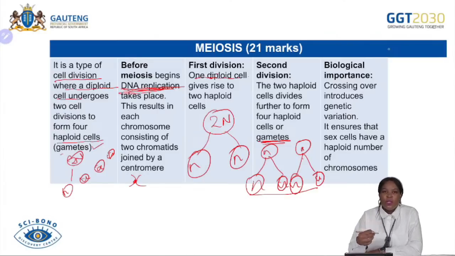Every question of meiosis will end with this question, where they ask you, what are the importances of meiosis? Then we know. Crossing over introduces genetic variation, you will see. Then it also ensures that the sex cells have a haploid number of chromosomes. Remember, we need to have 23 chromosomes.